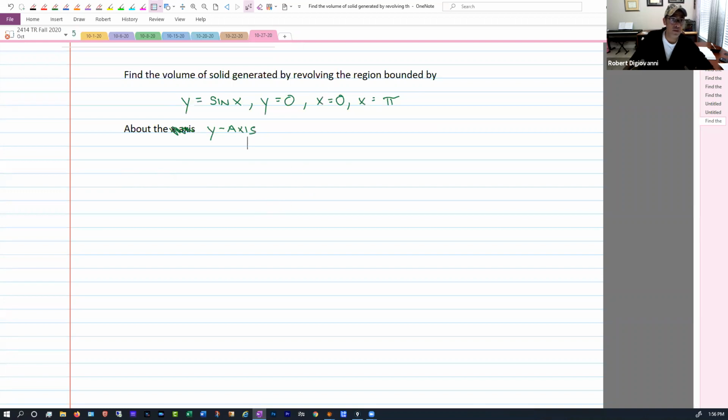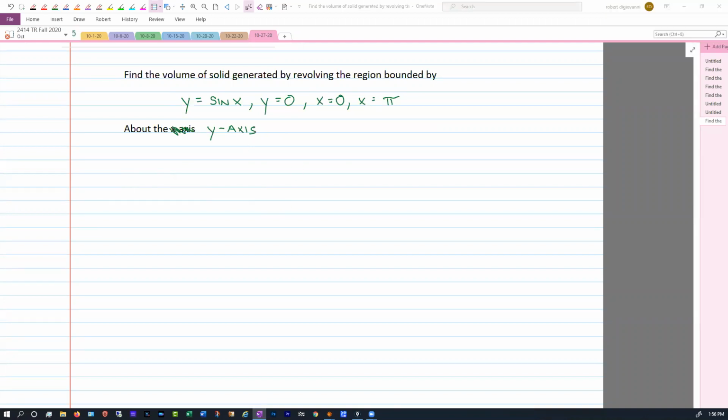Take a minute to sketch the region. Make sure you know what the region looks like. We'll be right back.